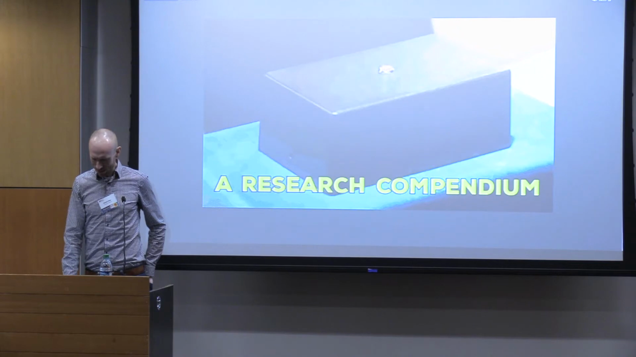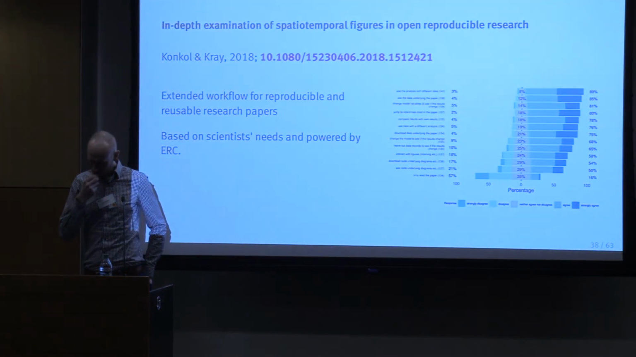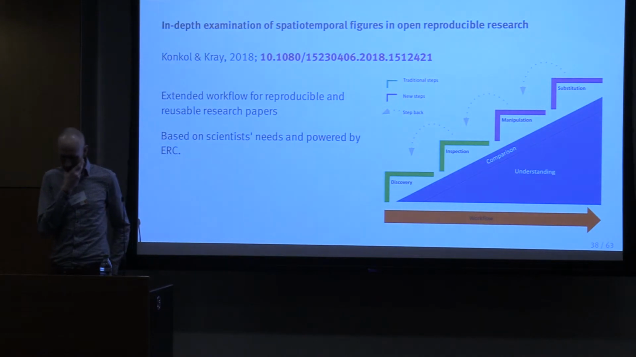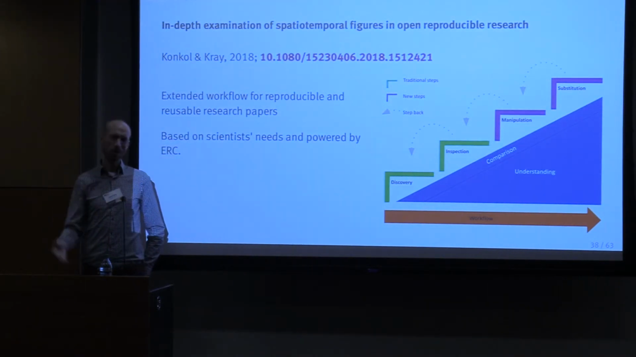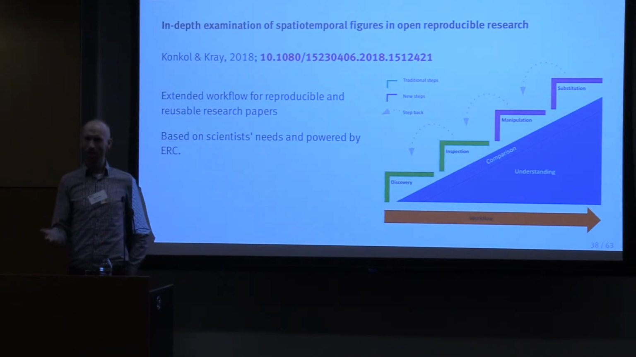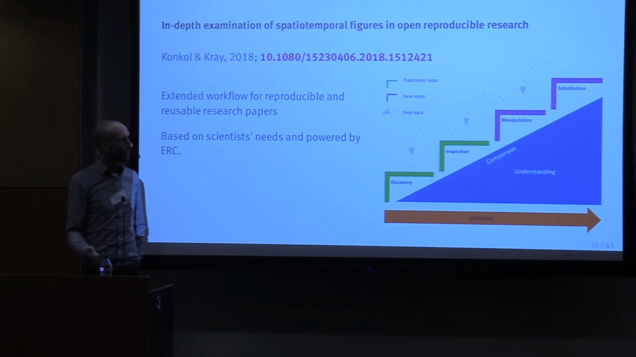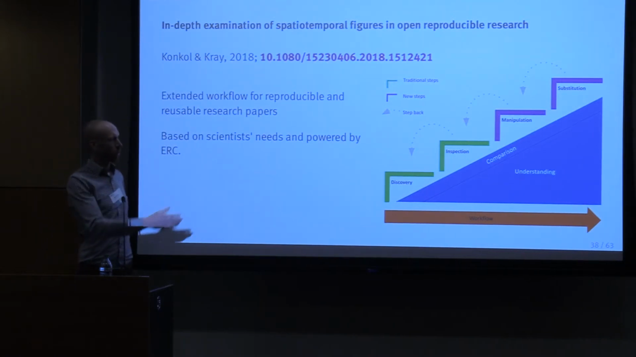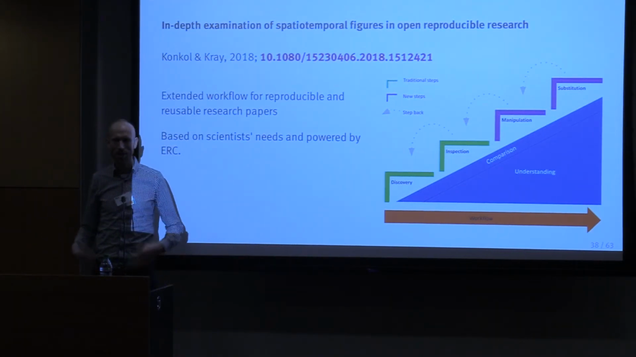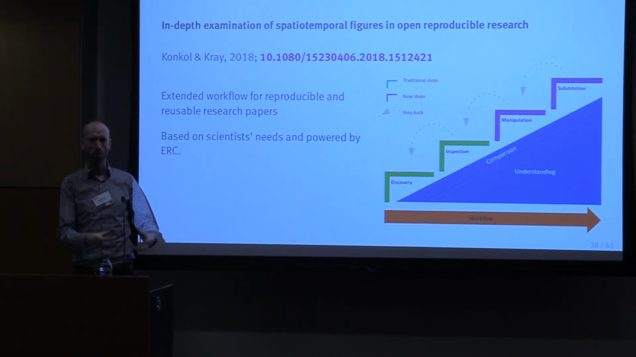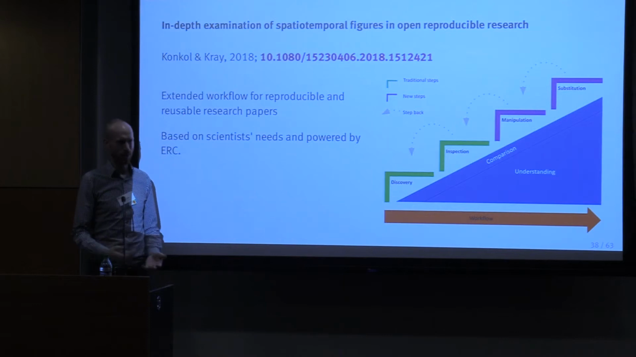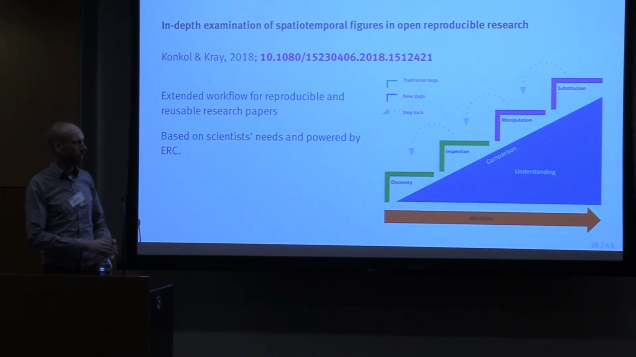So if we have these research compendia, what can we do? Again, a work by my colleague Markus Konkol, in-depth examination of spatial temporal figures in open reproducible research. We can really transform the way that we interact with papers today, because if there's not just a PDF with an image I can look at, I can do more. And he has this new workflow that's not only about discovery, though that can also be improved when there is everything, right? Imagine you can look for papers that use the same software, or papers that work in the same spatial domain. That all works via text today and not using more complex metadata.